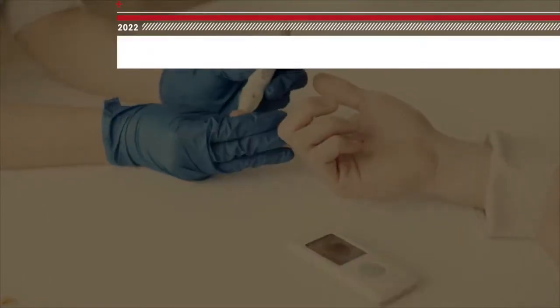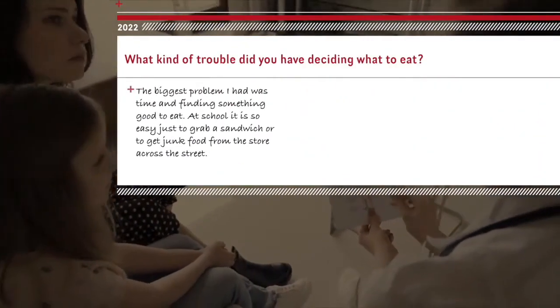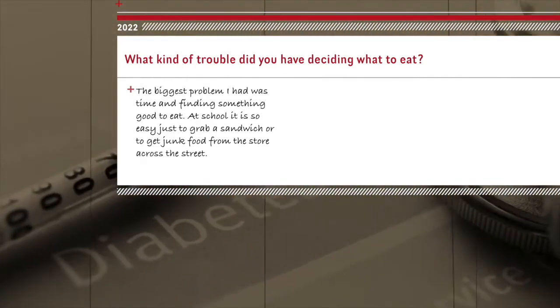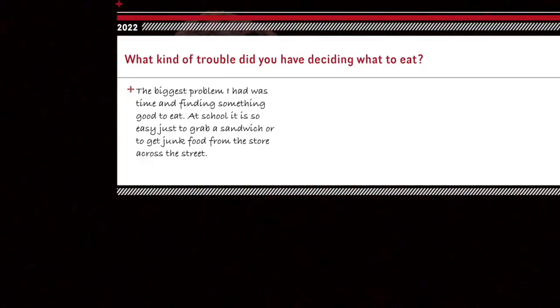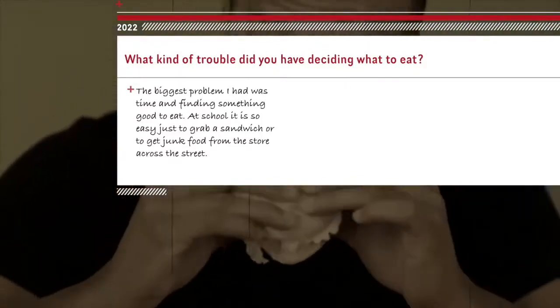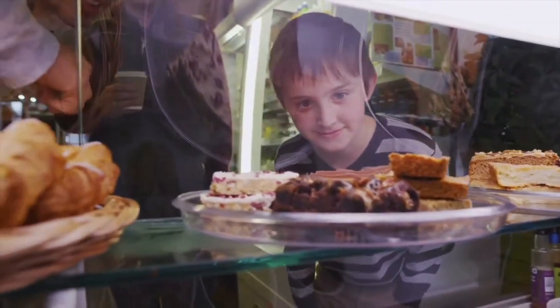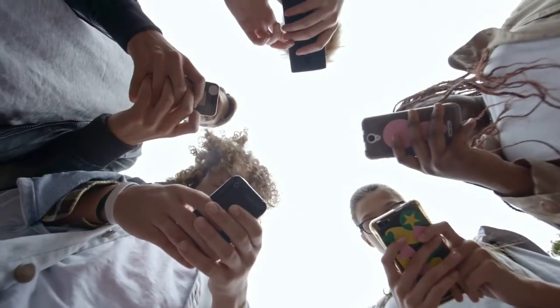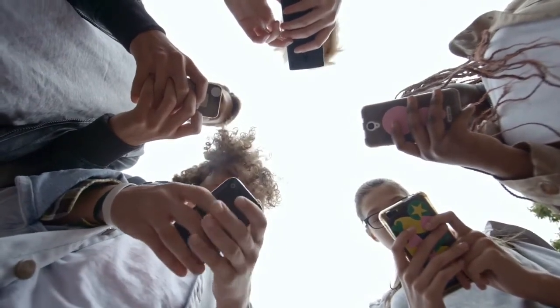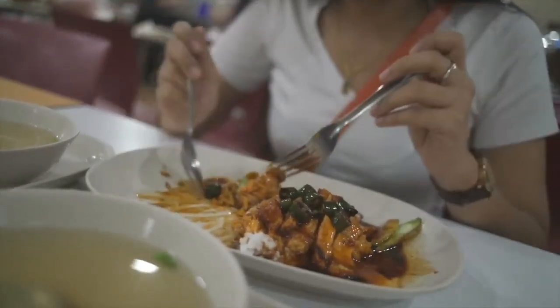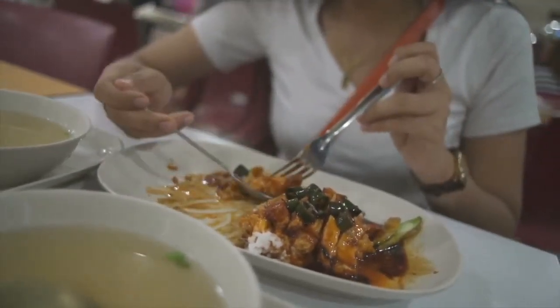And finally, what kind of trouble did you have deciding what to eat? Were there issues about what you had around you to eat? Were there issues about what others around you were eating? What kind of trouble did you have in making those choices? We all have trouble deciding the best food choices. It might be that you're out with your friends and healthy decisions are not seen around you. It might be that you are sitting around a table with family and healthy decisions are forced upon you.